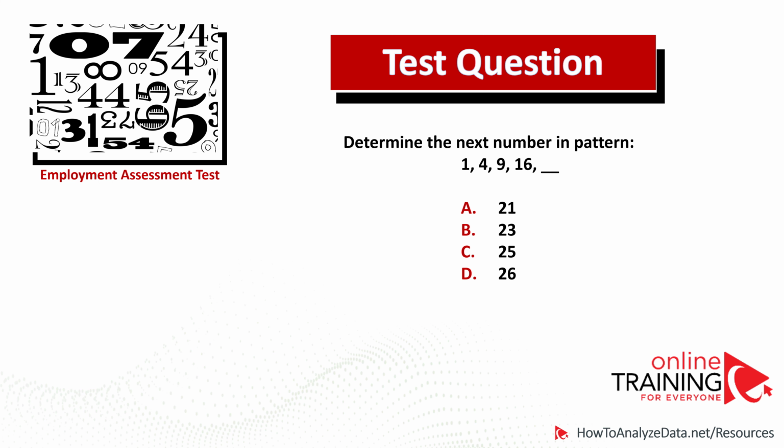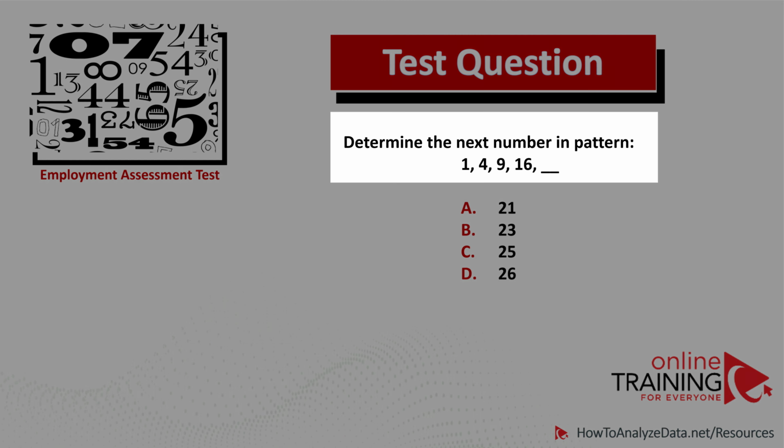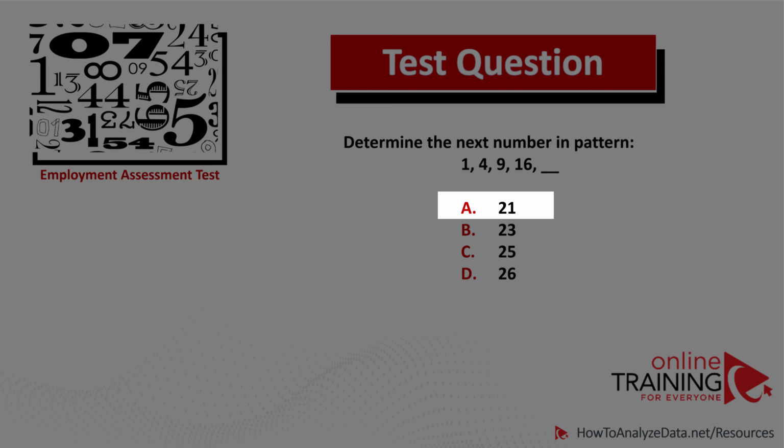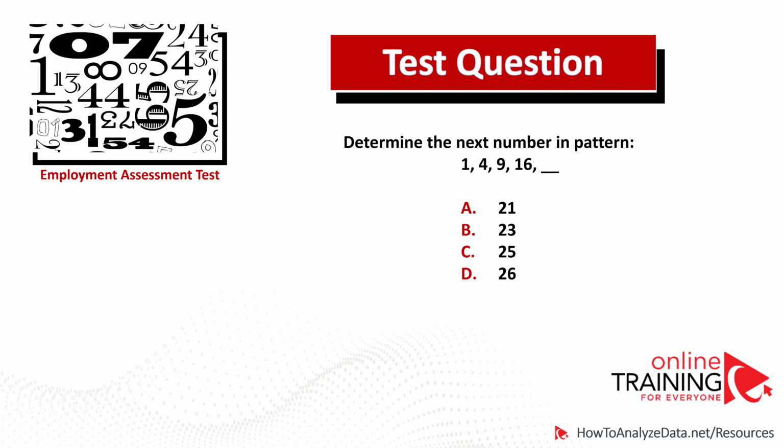Let's take a look at the pattern question, which is frequently used as part of employment assessment tests. Determine the next number in the pattern. You have a pattern of 5 numbers, 4 of them presented on the screen, and 1 is something you need to determine. 1, 4, 9, 16. Do you know what the next number in this pattern might be? You have 4 different choices. Choice A, 21. Choice B, 23. Choice C, 25. And choice D, 26. Let's see how we can get to the correct answer together.